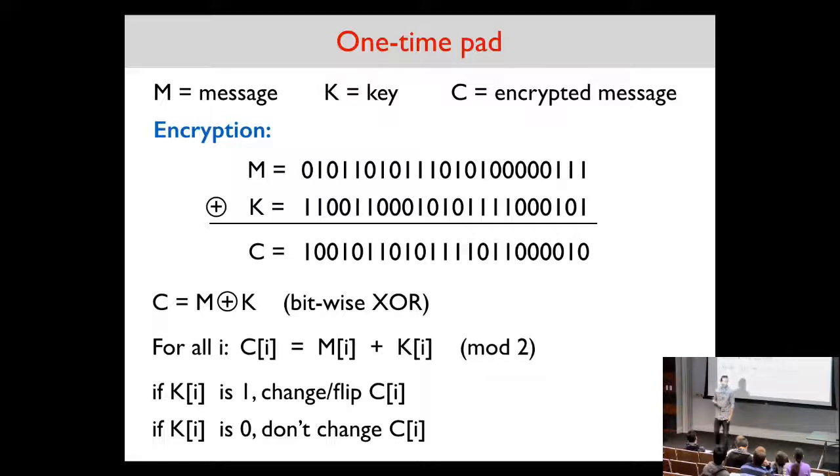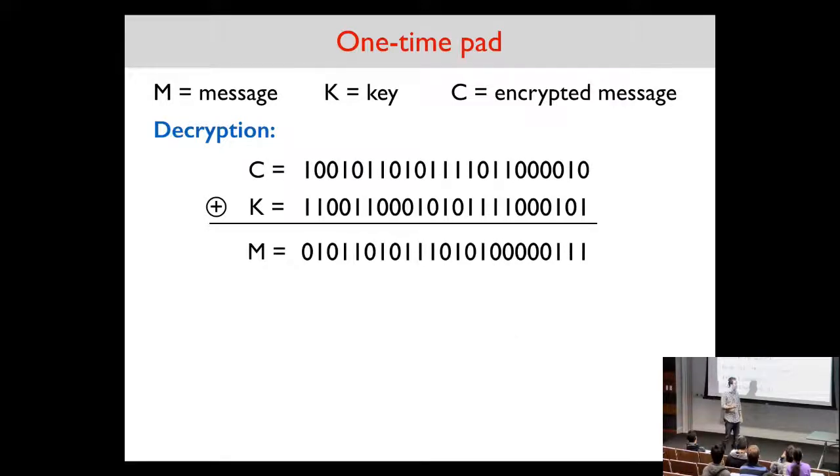That's it. Another way to say it is, if Ki is 1, what you do is you actually change or flip the ciphertext at that position. If Ki is 0, you don't change it. So these are equivalent ways of describing the same thing.